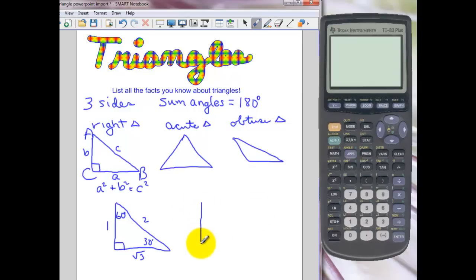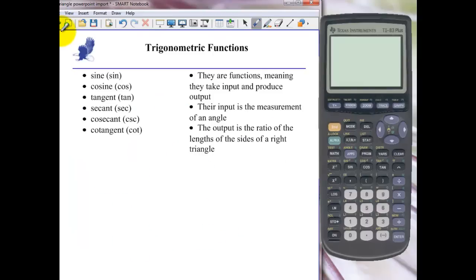And our other special triangle we'll be tying into our trigonometry is the 45-45-90 right triangle. This would be isosceles, so these two sides are the same, whatever that side is. And using the Pythagorean theorem, we could figure out that this side is radical 2. So we'll be using these triangles today. So let's talk a little bit about trig.